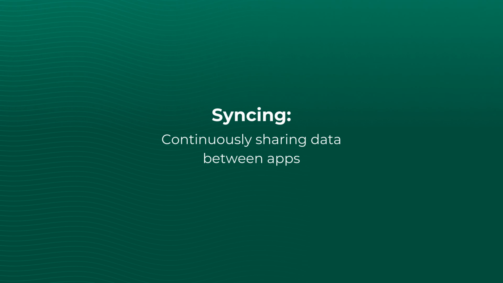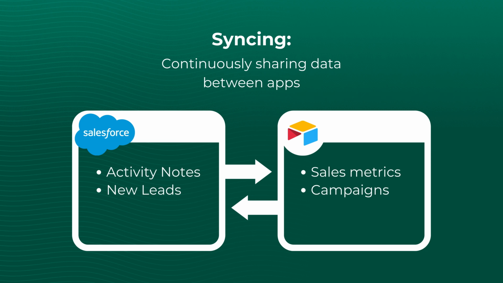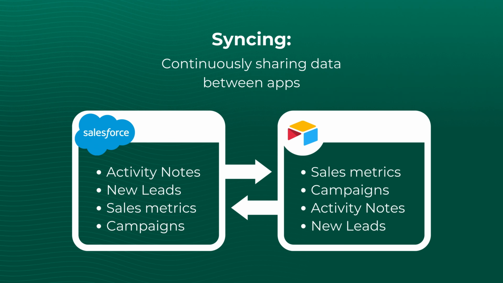Integration category number 2 is sync. So sync or syncing is when you're continuously sharing a set of data across 2 or more apps. Right, so to compare this with automation, syncing is much less about creating your own if this, then that statement and flow, and much more about saying, I have all of this data in one app, like let's say Salesforce, and I want to continuously sync it and share it to another app.